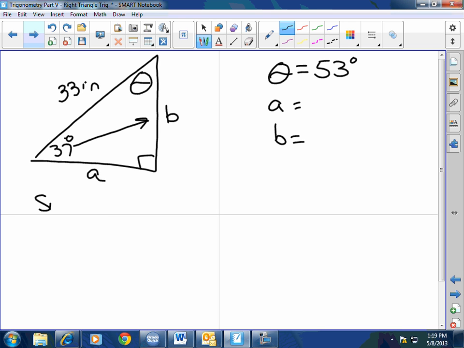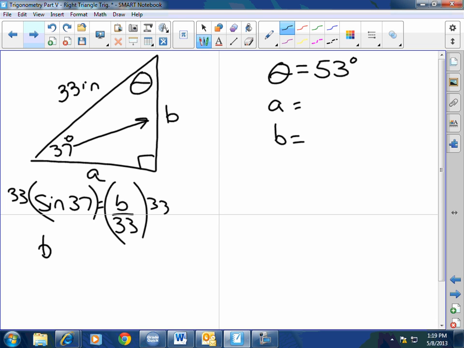Opposite. So I'm going to go sine of 37 equals opposite over hypotenuse. Multiply by 33 to both sides. So you're going to get sine of 37 times 33. Excellent, guys. 19.86. Excellent. Okay, let's find A.